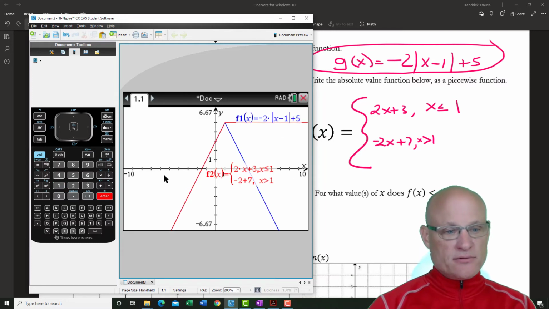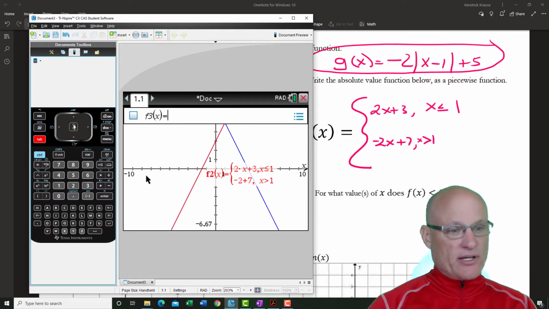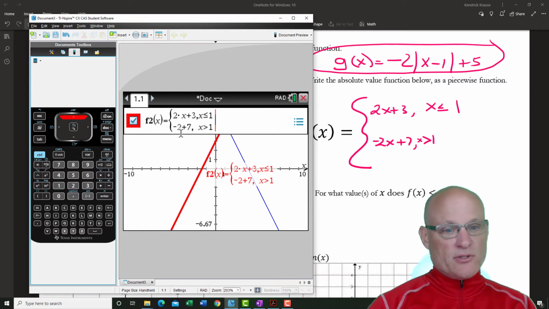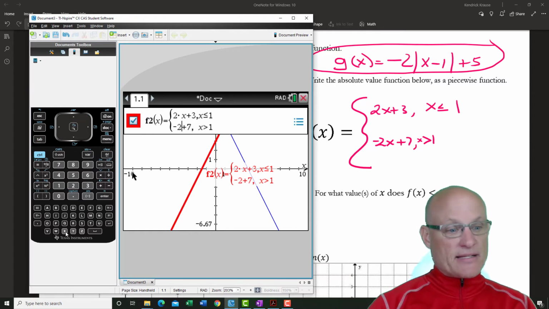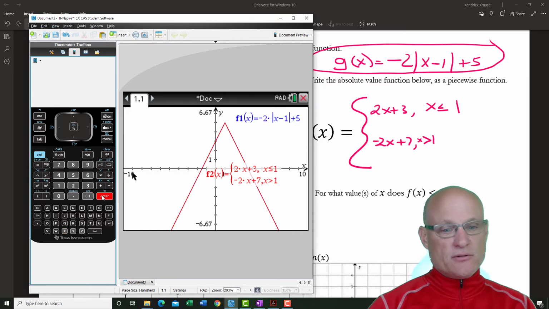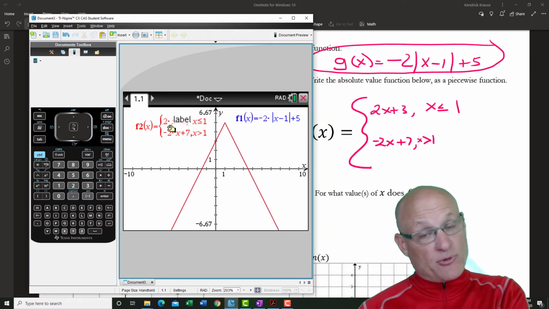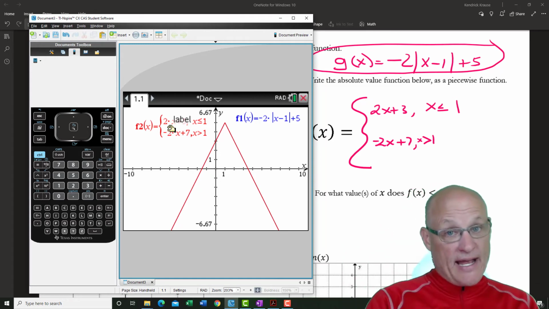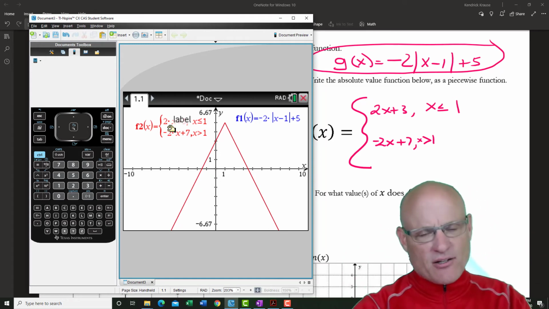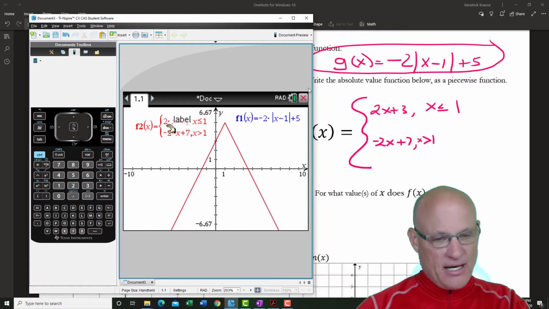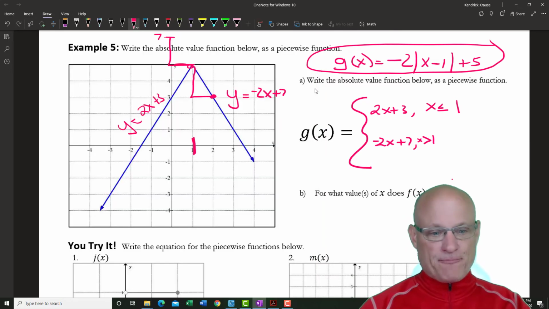I did not. Let's see if we can find my mistake. Can you guys find my mistake? It's pretty simple. It's right here. What did I forget? I forgot the x. There we go. So you see how the red line graphs? So we can write it as an absolute value function, or we can write it as a piecewise function. Clearly the absolute value function is easier, but you need to be able to do both. Okay.